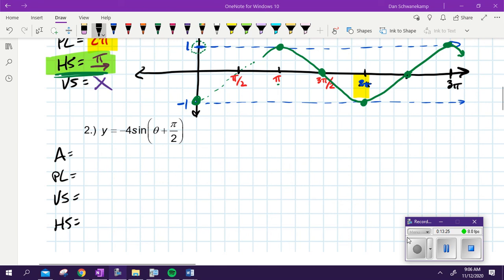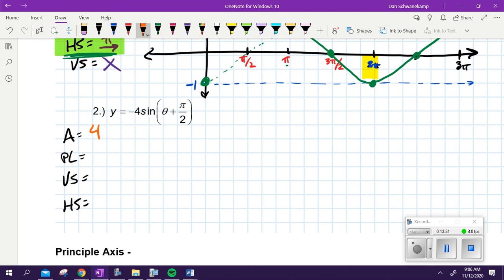Amplitude. Lydia, what's your amplitude going to be? It is 4. What else do we have to think about when we see that 4? It's negative, so we're going to flip it. So make sure we write flip somewhere so we don't forget. Amplitude is 4, though. Period length. Kendall, what's my period length going to be? 2 pi. Nothing changed that. Vertical shift, yes or no on this one? No, nothing added on the end. We haven't done those yet.